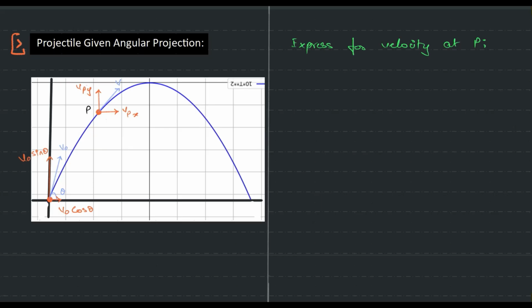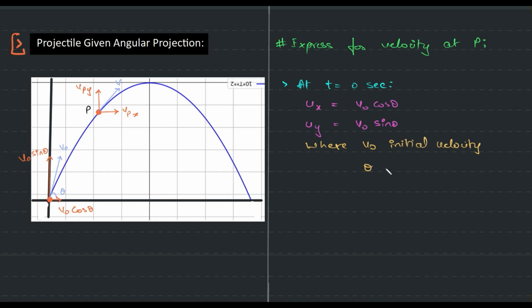So to begin with, when the journey starts at t equal to 0 seconds, you have your ux to be v naught cos theta and uy to be v naught sin theta, where v naught is the initial velocity and theta is your angle of projection. Okay, so these are all the things that we know of.